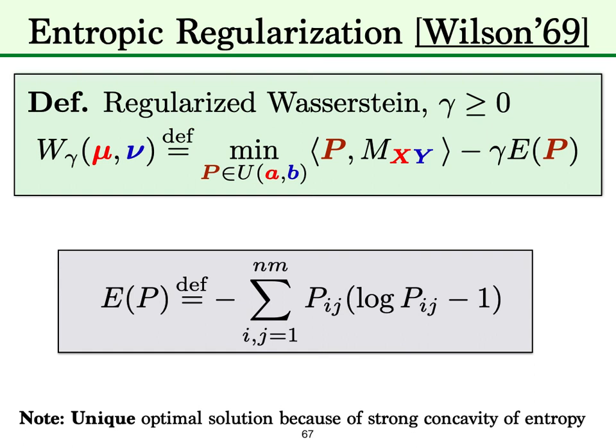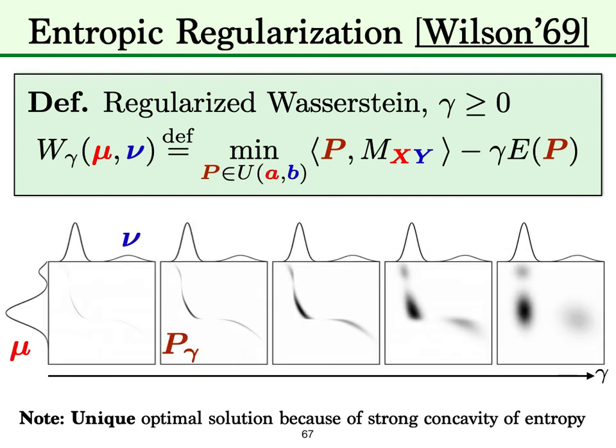So if you actually put minus gamma, the entropy of P, right next to your objective, you get that you're now solving a gamma strongly convex problem. So that means that when I am going to look for a P that minimizes this, there's only one that does so, because of this strong convexity. Now, what does this mean intuitively to add in entropy, or neg entropy?